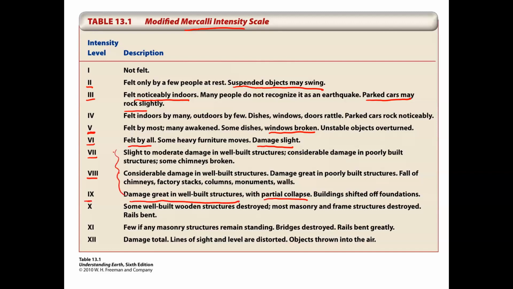The increase here is fairly severe. Once we get into 7, 8, 9, buildings can be shifted off their foundations. Then 10, 11, 12. 12 is just extreme damage, total damage. Objects are actually thrown in the air at that level. And so, of course, we're not going to have that intensity very often in any given earthquake. Lots of them will max out at a 6 or a 7.